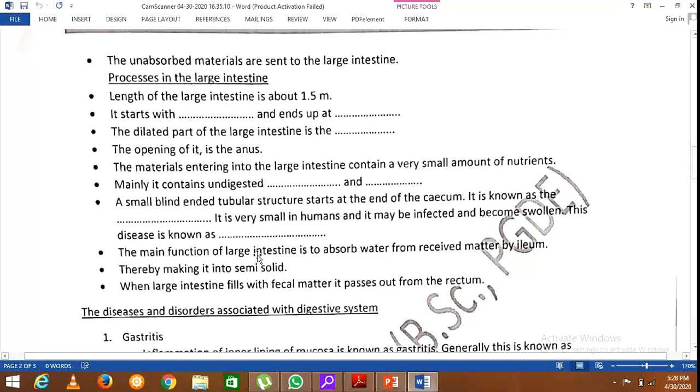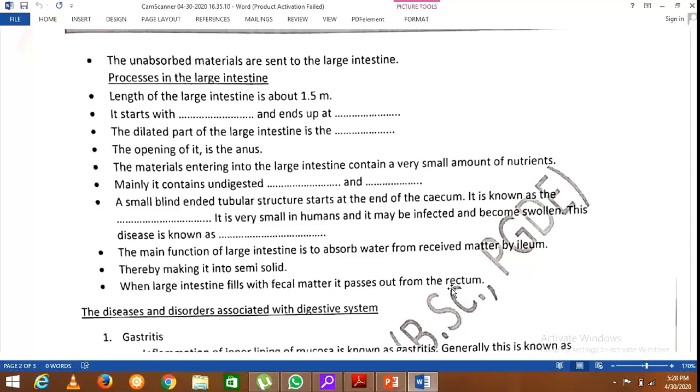The main function of the large intestine is to absorb water from the matter received from the ileum, the last part of the small intestine. Thereby, the undigested material is converted into a semi-solid medium as some of the water is absorbed. When the large intestine is filled with fecal matter, it passes out from the rectum. That means it is stored inside the rectum, and it gives the signal to remove the fecal matter.